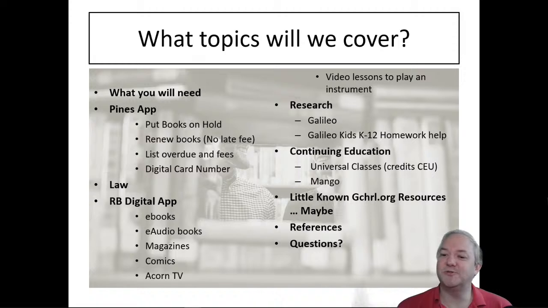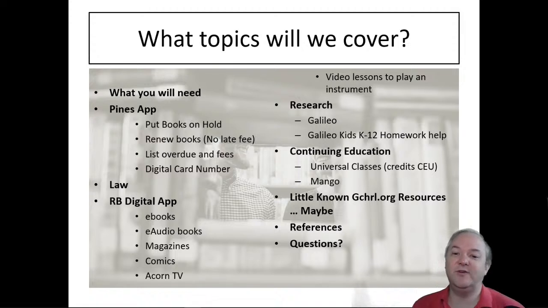RB Digital, which we'll talk about. Hopefully everybody loves the RB Digital app. There we can get eBooks, e-audiobooks, magazines, comics, and access Acorn TV, or resubscribe to it, I should say. Acorn TV is like a separate app. We'll also be talking about the independent flicks. Also, we can access video lessons to learn how to play an instrument, and I'll show you where that is.